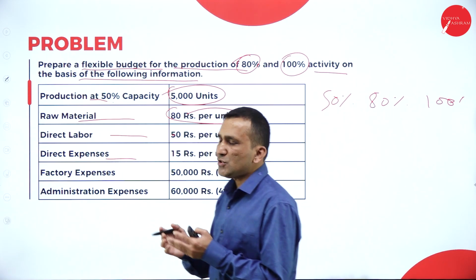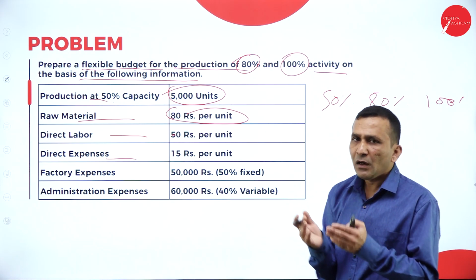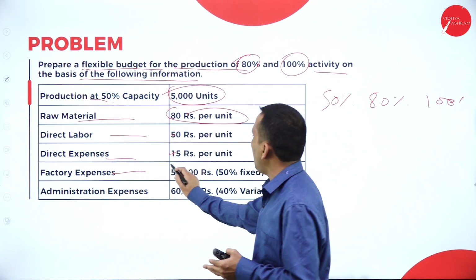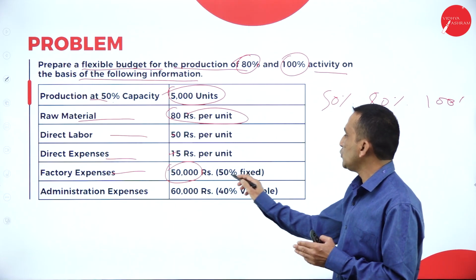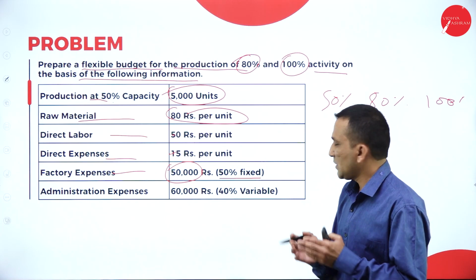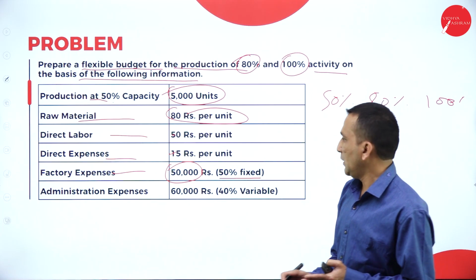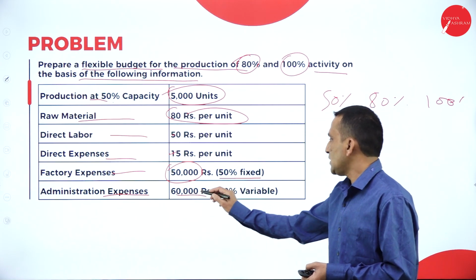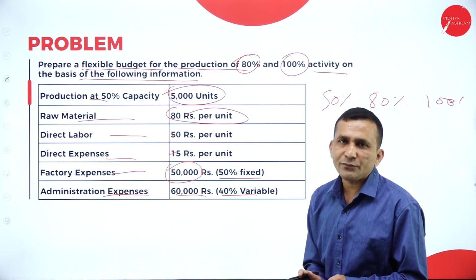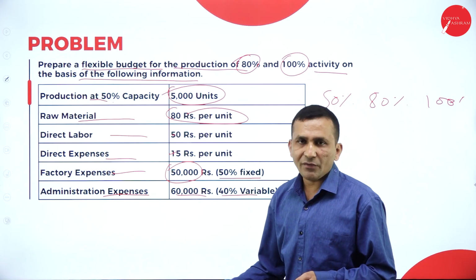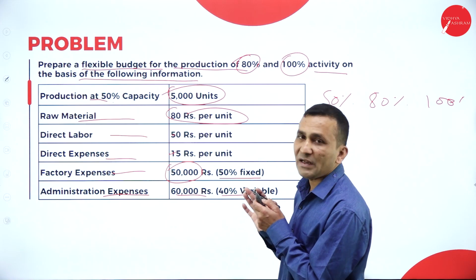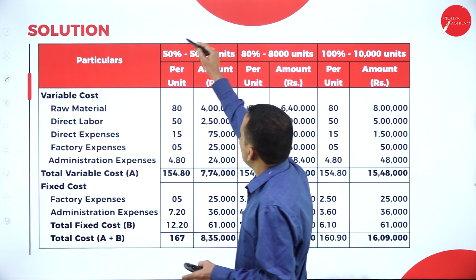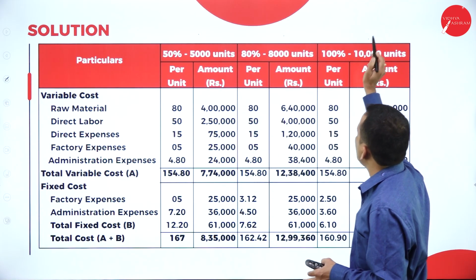The direct expense is also given, which comes under prime cost related, 15 rupees per unit. And the factory expense amount is given as 50,000. From this we need to consider only 50% as fixed, and the remaining 50% goes to variable. And the administration expense value is given as 60,000. From this 60,000, only 40% we need to consider as variable. The sales information is not given, so we can directly prepare the format. It's a very simple question. So here I have written first the three capacities, 5,000 units, 8,000 units and 100% capacity.